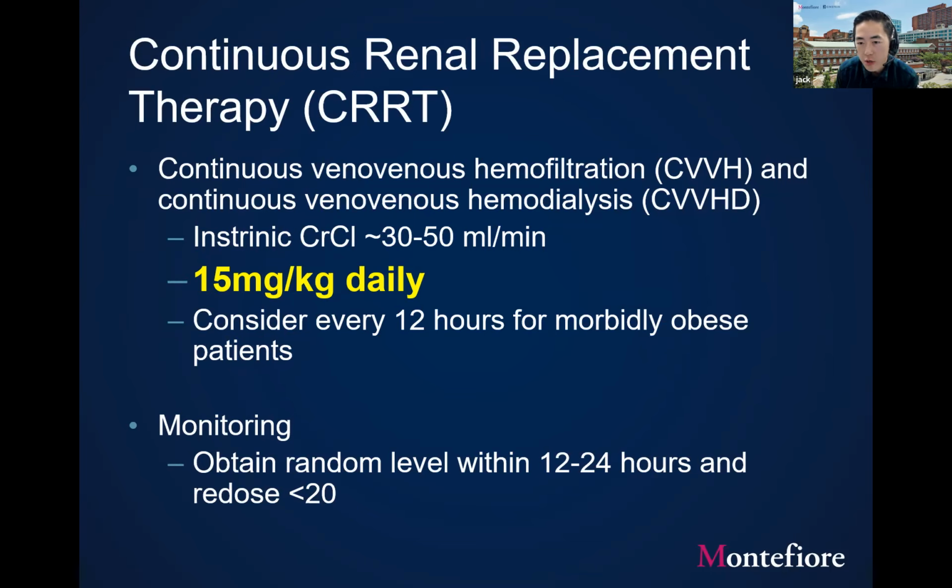The only issue with CRRT is sometimes the machines clot and they have to be switched over to intermittent. So that messes with it a little bit. But if they're consistently on CRRT, then dosing is pretty easy. And then for monitoring, you just obtain random levels within 12 to 24 hours and redose when less than 20, or less than 15 if it's less severe.